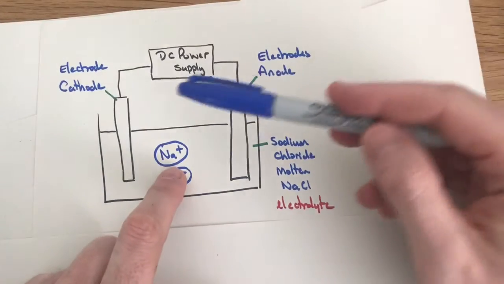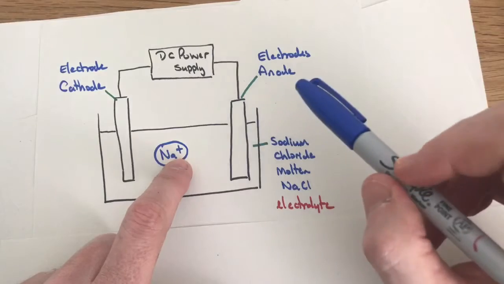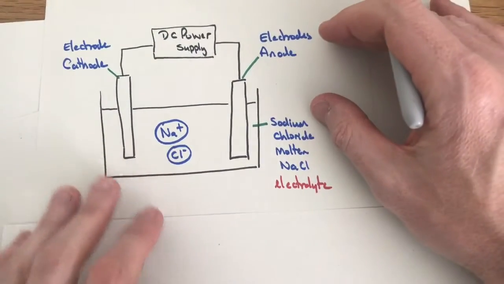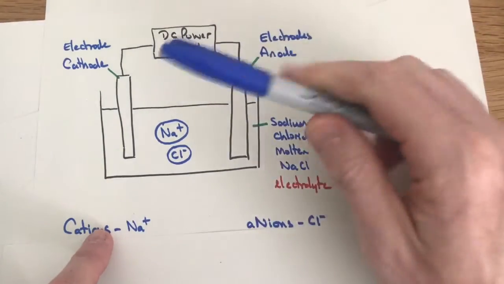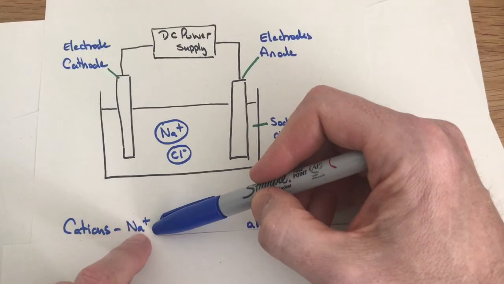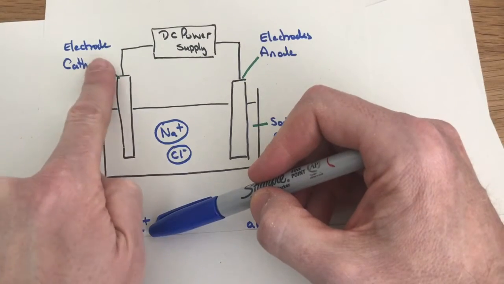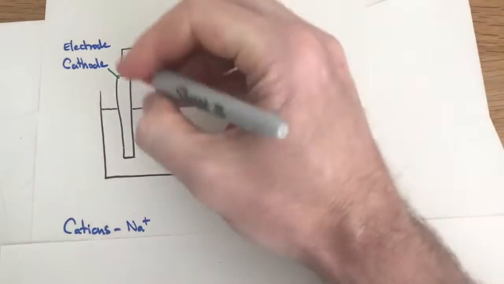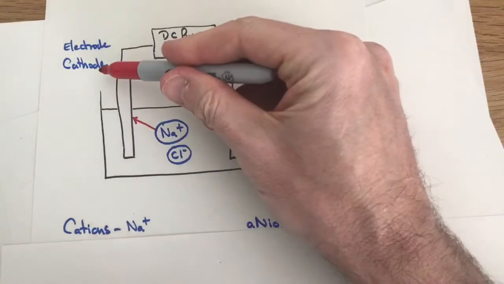Now, to help us understand which one they get attracted to, let's just have a look at this. This is the sodium ion, and it's positive. And a name in chemistry for a positive ion is called a cation. So the cation is a positive ion. And the cations go to the cathode. That's why it's called the cathode. So they are going to migrate, that just means move, in that direction. So cations are attracted to the cathode.